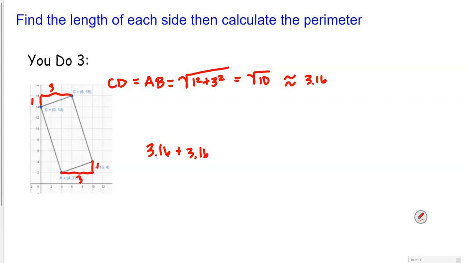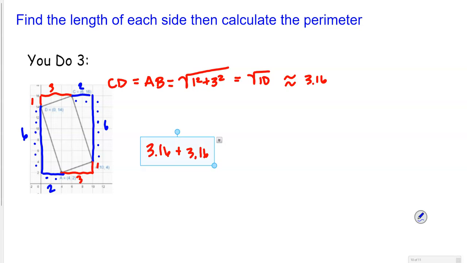Now we're going to find the other two sides. And again, we're going to count. We're going to go down here and over. Okay, so 1, 2, 3, 4, 5, 6, and 1, 2. So let's count over here, make sure it's the same. 1, 2, 3, 4, 5, 6, and 1, 2, again, 1, 2. See it? Okay, so what does that mean?